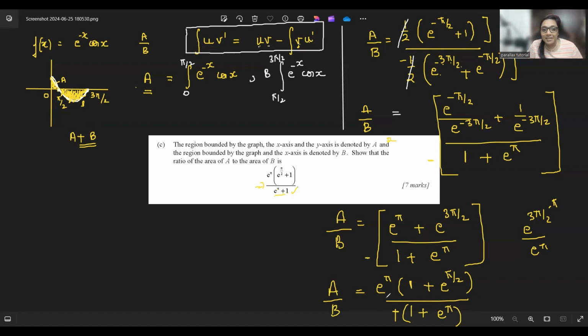Ta-da! So this is 3e to the power. Let's just check whether we have done this correctly. Yeah, and this gives you your 7 marks. So this is a detailed solution of this particular question. Any step you don't find, go through all the steps.